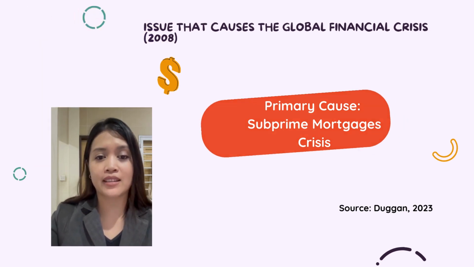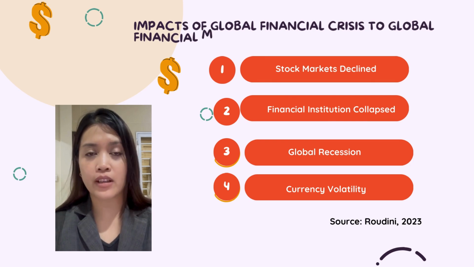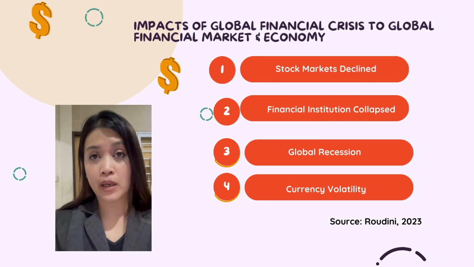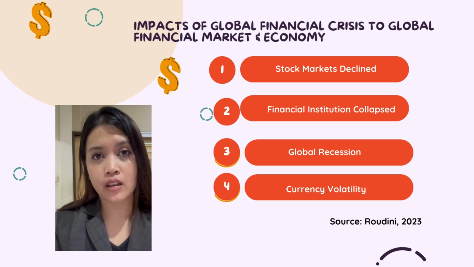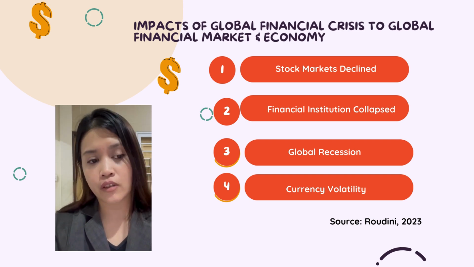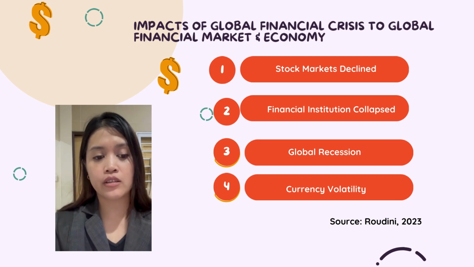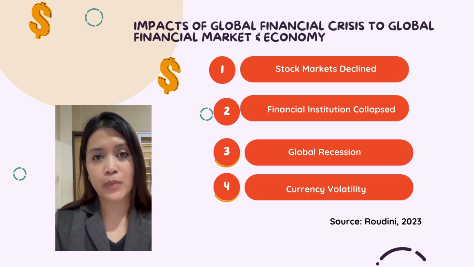Next, I will talk about the impacts of the financial crisis on the global financial market and global economy. First, the stock market. The financial crisis caused the stock market to decline, and most investors experienced lots of losses, leading to the loss of confidence in the financial market. Second, a collapse in financial institutions, especially the banks. Several major financial institutions collapsed, and many banks required a government bailout to survive.